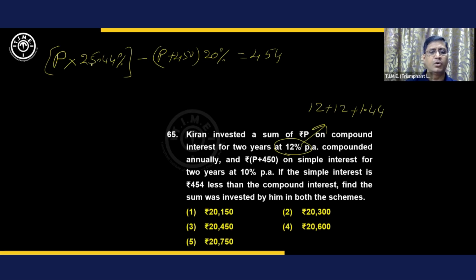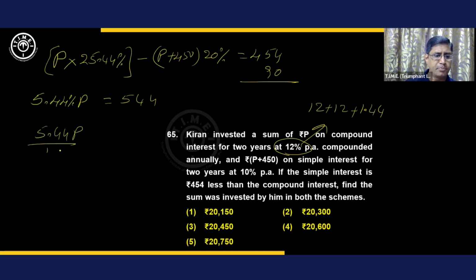Now simplify. 25.44 minus 20. What is the result? 5.44% of P. Okay, now what is the next here? 20% of 450, that is 90. When you take 90 to the other side, what is the result? It will give 544. My dear students, 5.44% of P is equal to 544.